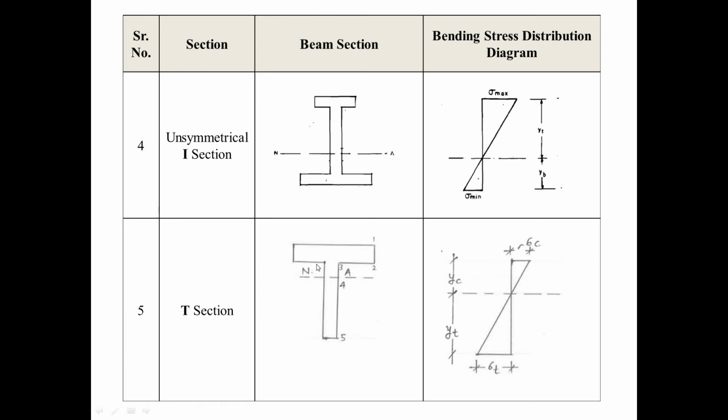Then for the T section, again it is an unsymmetrical section. It is symmetric about the y axis but unsymmetric about the x axis. Sigma c is written over here and sigma t over here, but depending upon the loading diagram, it may change. It may be sigma t or sigma c, or it may be yt or yc.